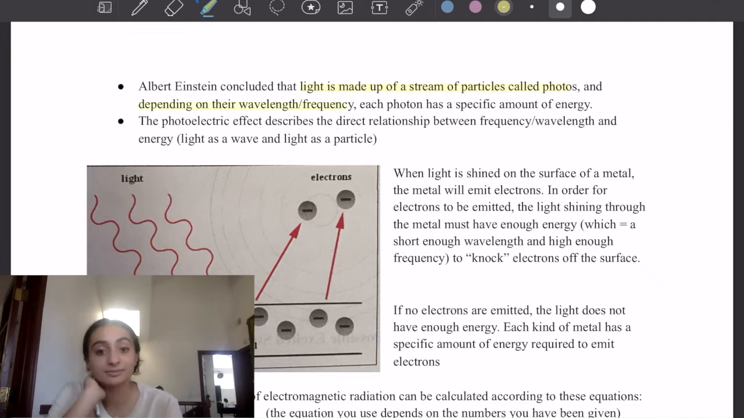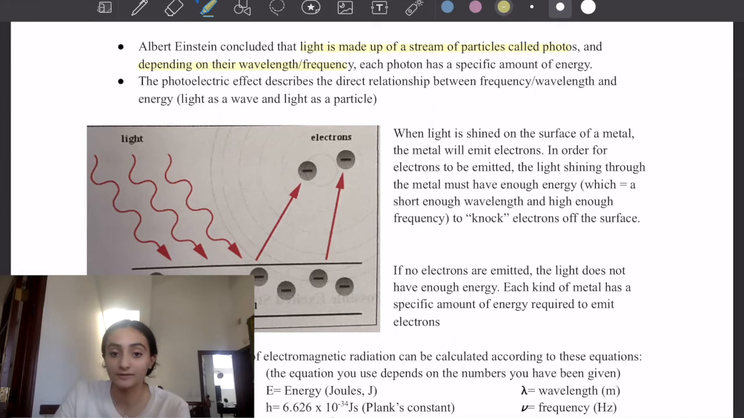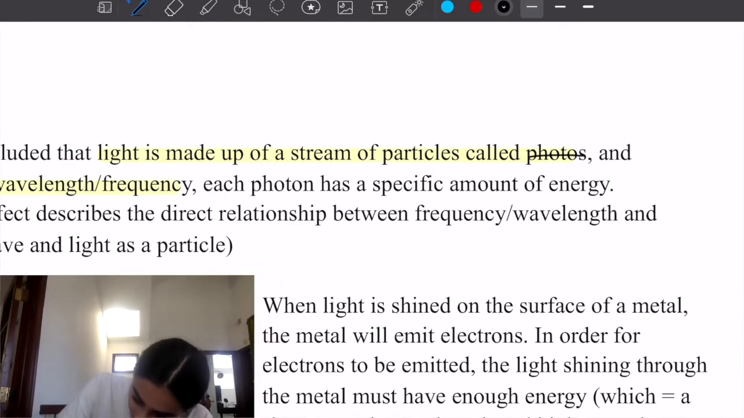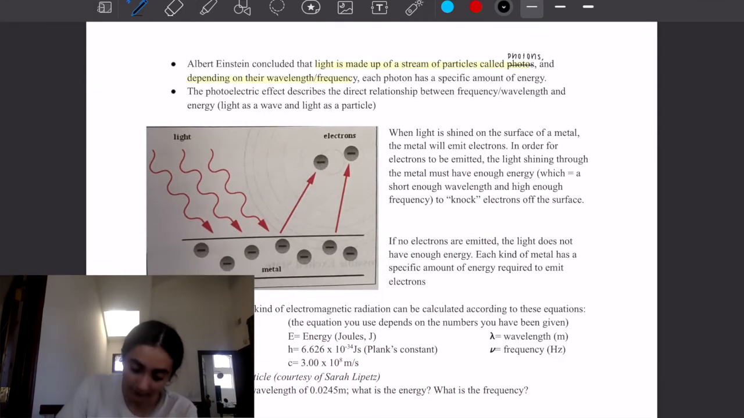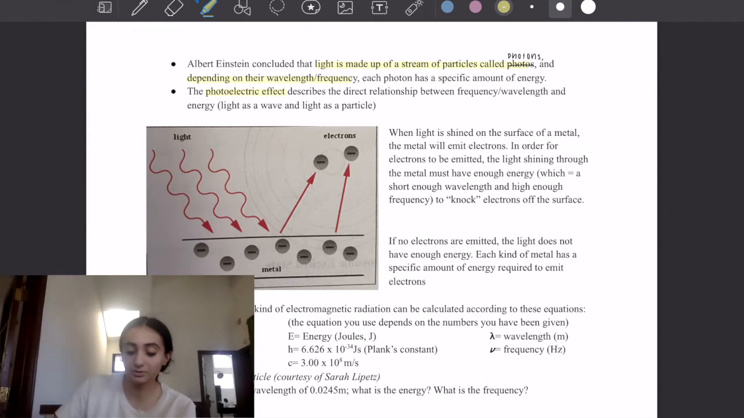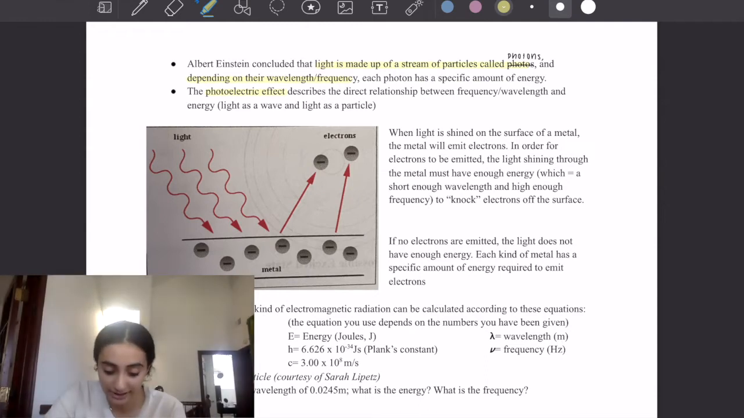Albert Einstein concluded that depending on a kind of radiation's wavelength and frequency, the energy of the photons can change. So each photon has a specific amount of energy. This is supposed to say photon. Okay, so the photoelectric effect was carried out to prove this point, and this basically shows that when light was shined on the surface of a metal, electrons were bounced off. And in order for the electrons to be emitted, the light needed to have enough energy to hit the metal and have electrons bounce off.